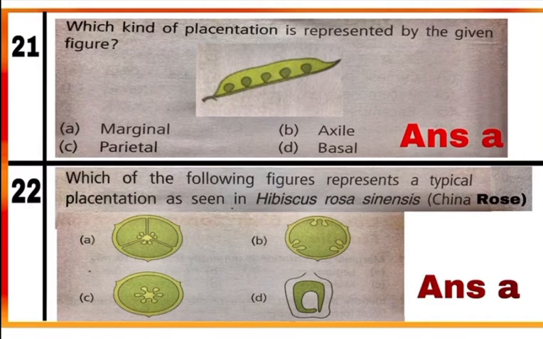Question 22. Which of the following figures represents a typical placentation as seen in Hibiscus rosa-sinensis or China rose? Option A. China rose shows axile placentation. Here, placenta is axile and the ovules are attached in a multicarpellary ovary.